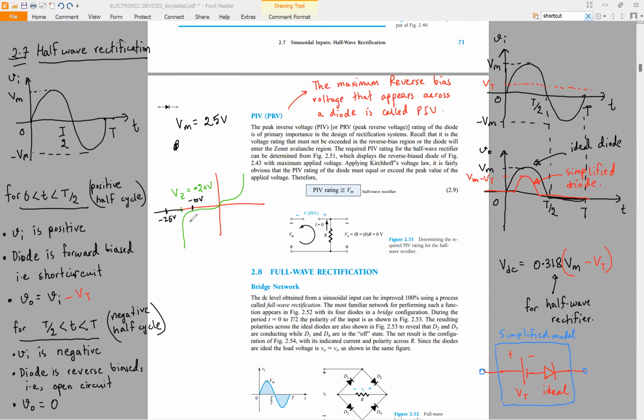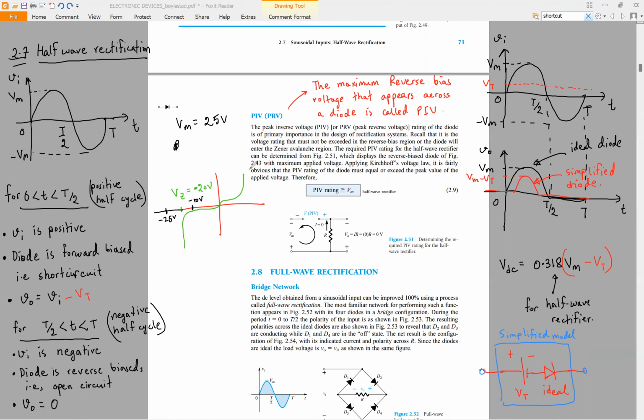So if we take this green diode, can this green diode block the 25 volt? No. Because the PIV rating of this green diode is less than Vm. The PIV rating of this green diode is 20 volt, but our Vm is 25 volt. So our diode will enter the Zener region and it will break down. It will become damaged.